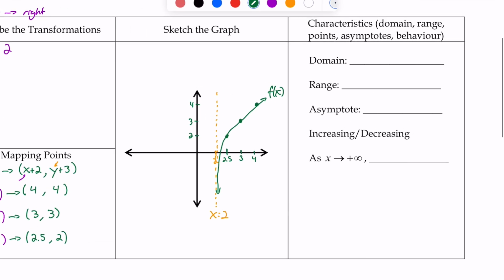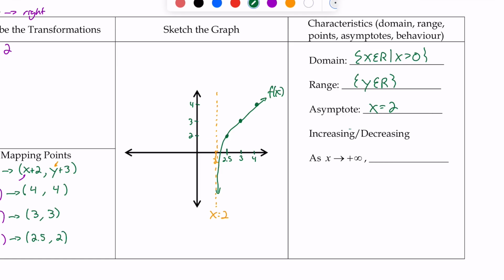Okay. So let's state the characteristics. The domain, well, because we have a vertical asymptote, that means we're going to have a restriction on our domain. All the x values need to be bigger because we are on the right side of the asymptote. The range, well, the characteristic of a logarithmic function is that you don't have any restriction on the range. Your asymptote, well, we've already said it's at x equals 2.